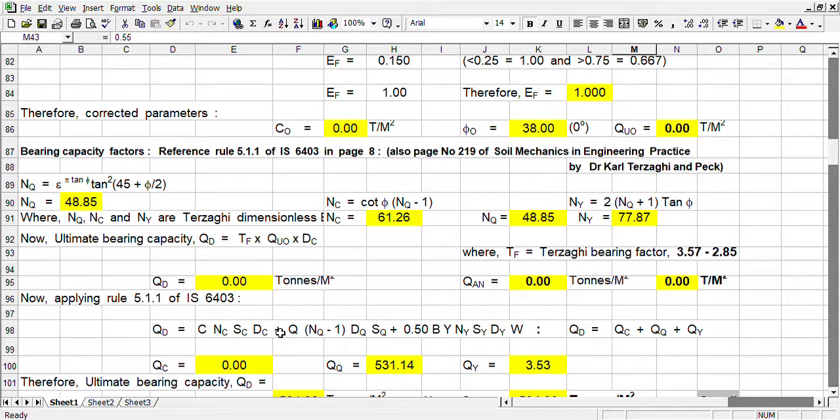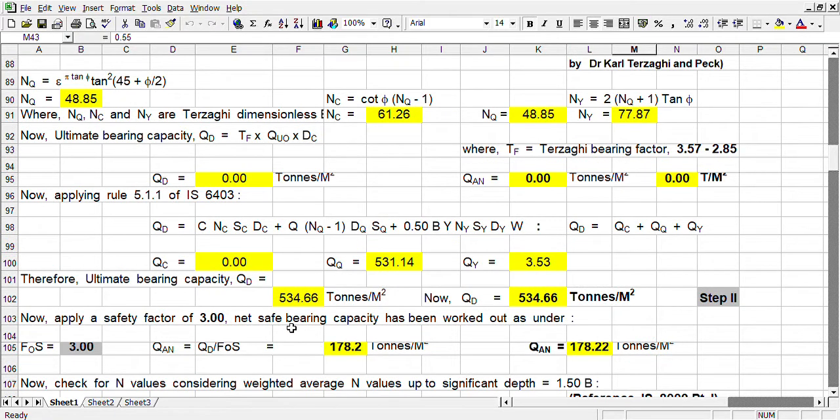There is no inclined load of any kind. Plus Q, NQ minus 1, DQ, SQ, half B gamma, N gamma, where B is the width, diameter of the well, S gamma, D gamma, and water table correction factor. Since C is 0, this cohesion component will be 0, and frictional component is this much, and weight component is very negligible, it is 3.53. The ultimate bearing capacity is coming this out. Now, applying a safety factor 3, the net safe bearing capacity has been worked out as 178.2 ton per meter square.